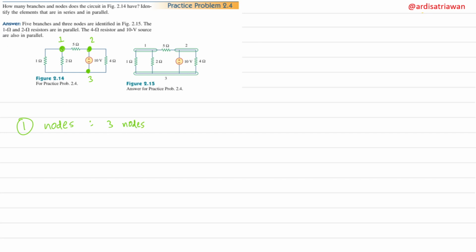And then let's use another color for branches. Okay, our branches, how many is the branches? So this is branch number 1. And then this is branch number 2 here. So this is 1, 2, and this is branches number 3, and this is number 4, and the last one is this one. So we'll have 5 branches.